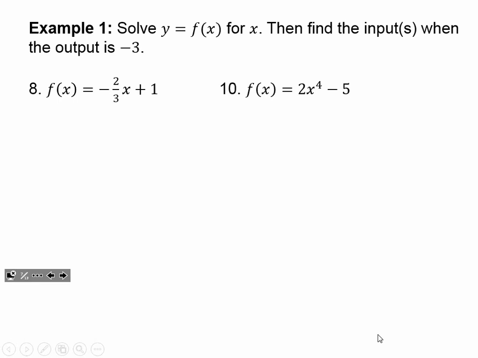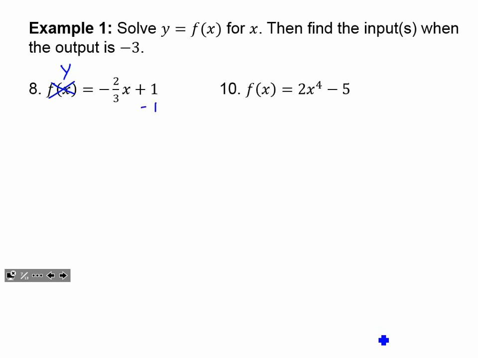All right, so example 1, it says solve where y is equal to f of x, solve that for x, then find the inputs when the output is -3. Okay, so ground level idea here of an inverse, switching our inputs and outputs, just like our gas station example. So if this f of x really means y equals -2/3 x plus 1, and y is our output, it says to solve it for x.